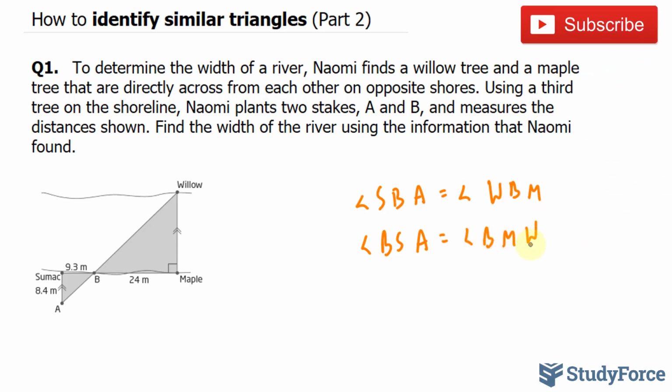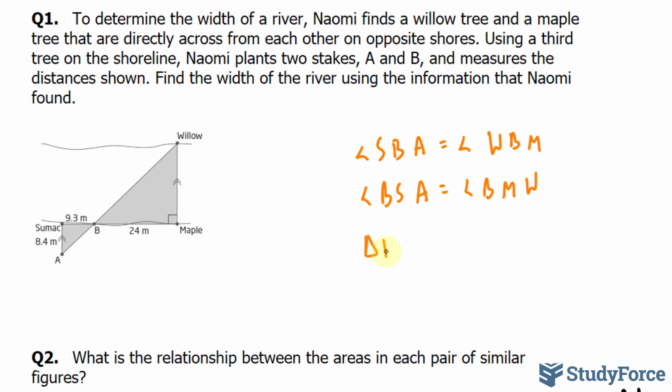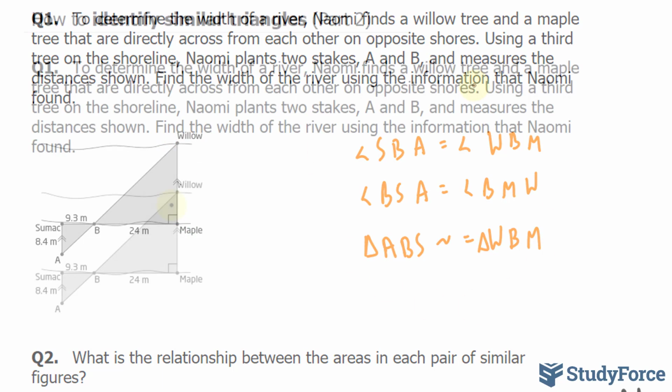not the car. If 2 of the angles in the triangles are the same, then the third one has to be the same as well. Therefore, the triangle ABS is similar to triangle WBM. Now that we've proven that this triangle is similar to the other, we can begin to find out the distance from W to M. Let me erase this.